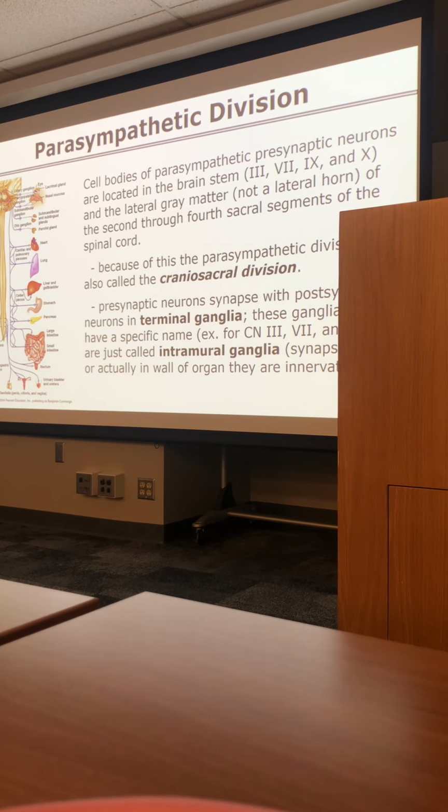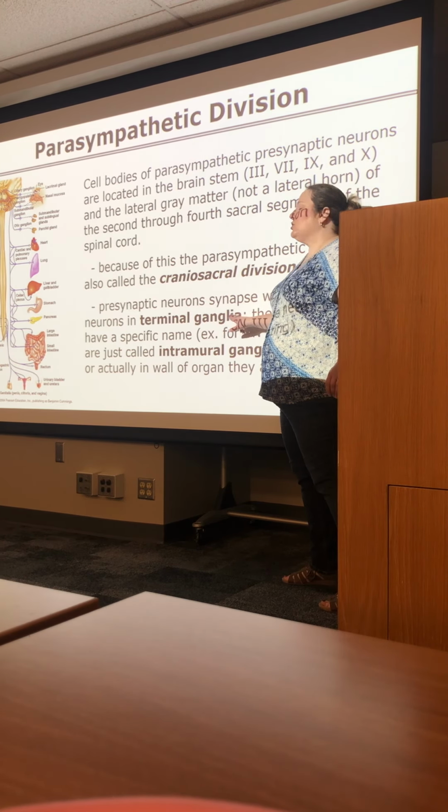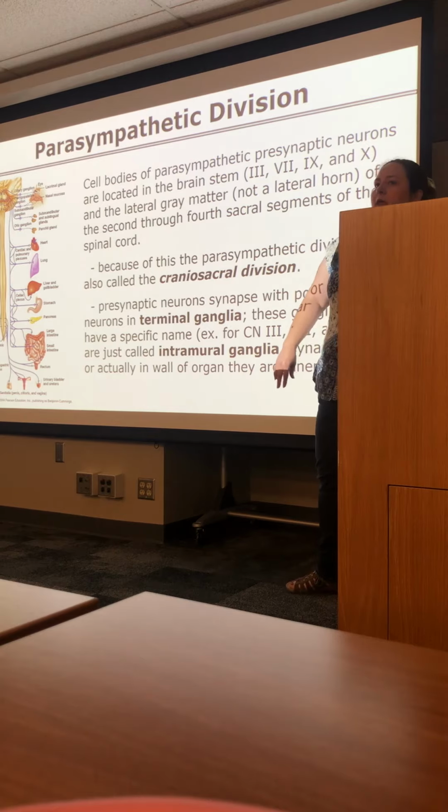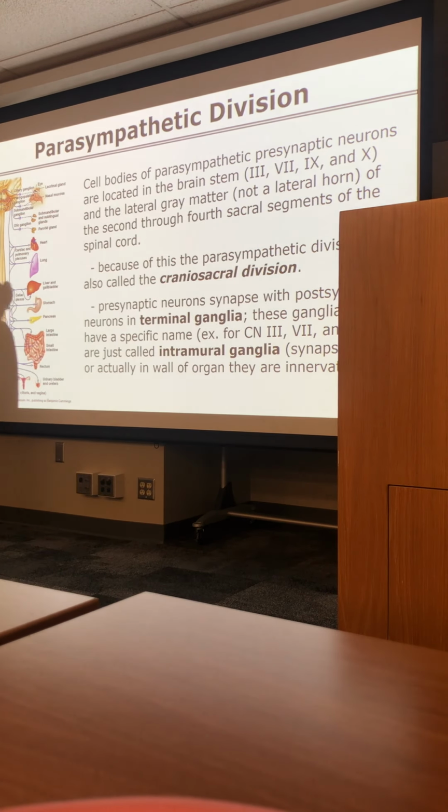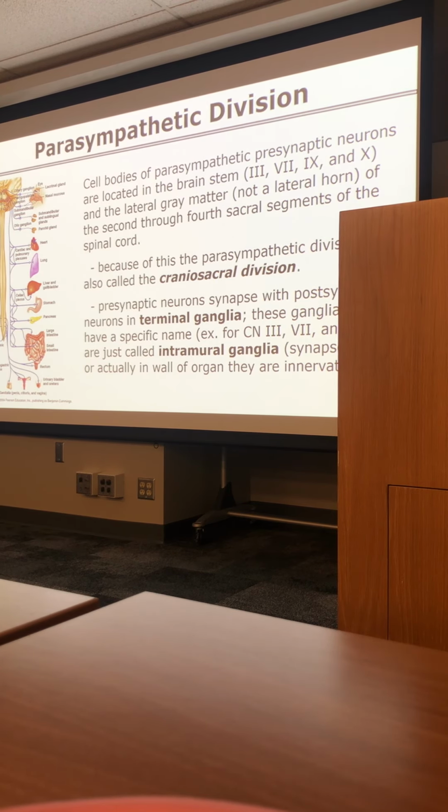And we're going to see that the first neuron goes out almost all the way to what's being innervated, sometimes even in the wall of what's being innervated. The parasympathetic ganglia are known as terminal ganglia. So when the first neuron goes all the way out, it's going to get to what's known as a terminal ganglion. All the parasympathetic ganglia are known as terminal ganglia.